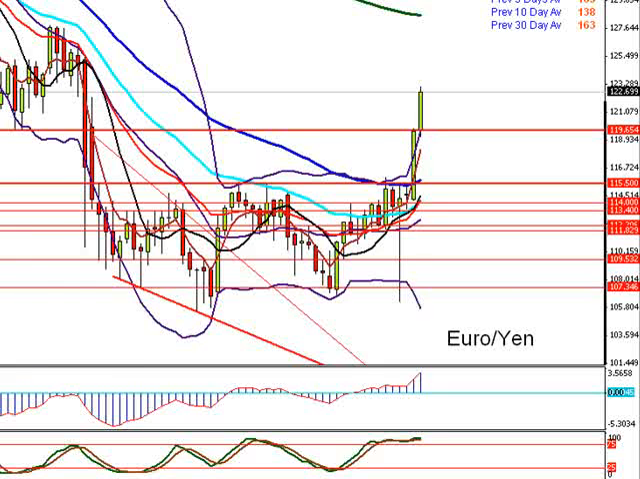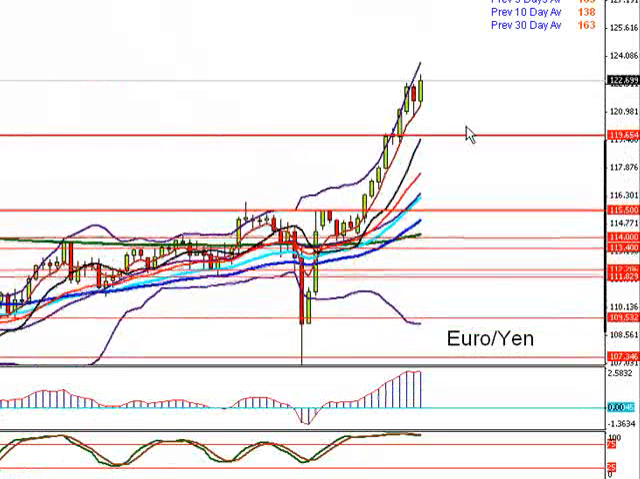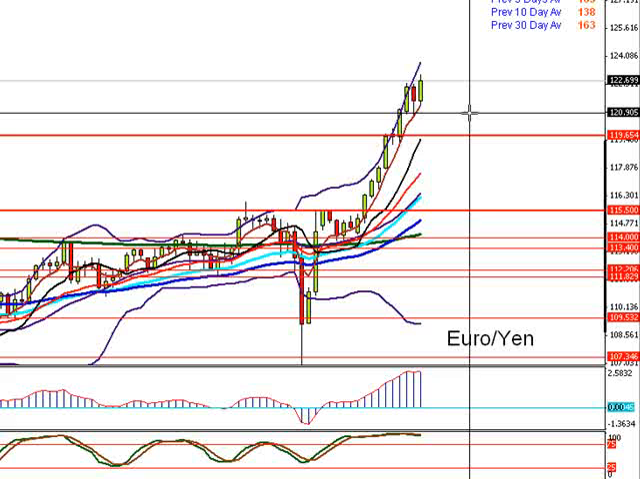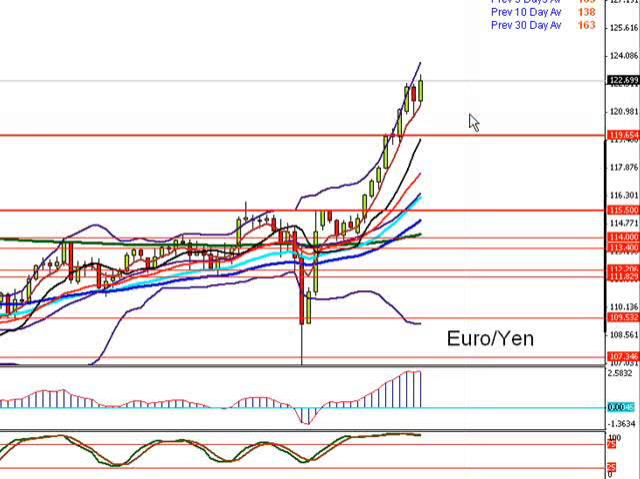The logical area for me here on a daily chart, the best area is a pullback to 120. If it doesn't get back down all that way, then you're going to have to watch around 121 again, because that's where it stopped the other day. But 120, if we get a big pullback, that will be the best area.